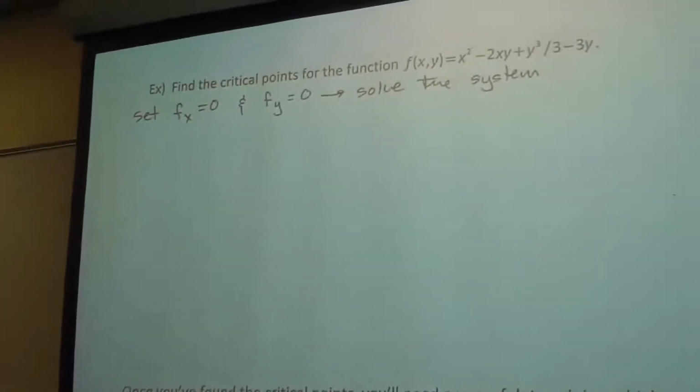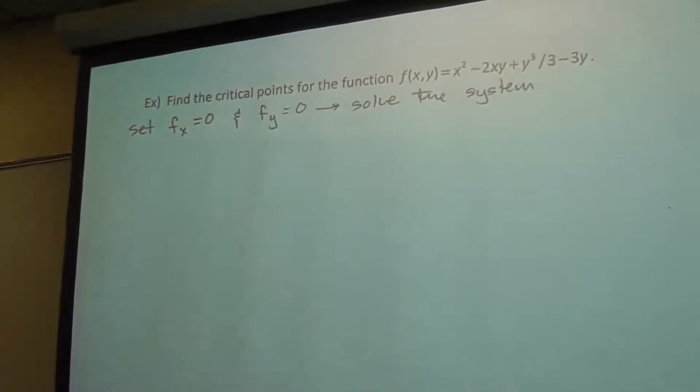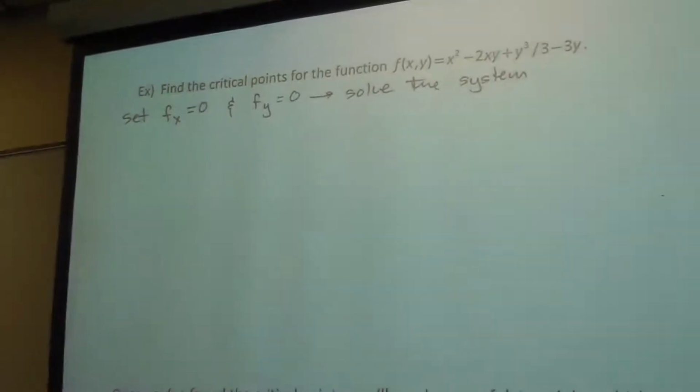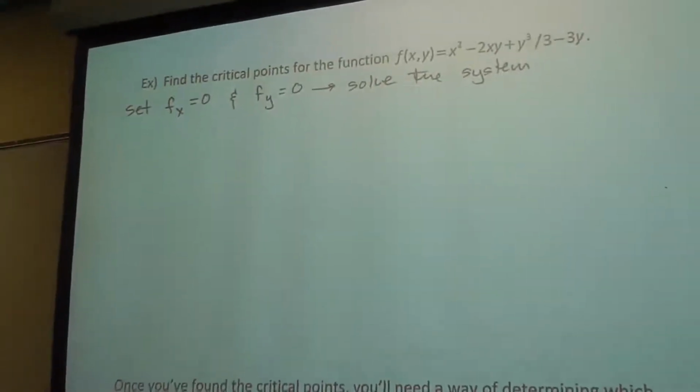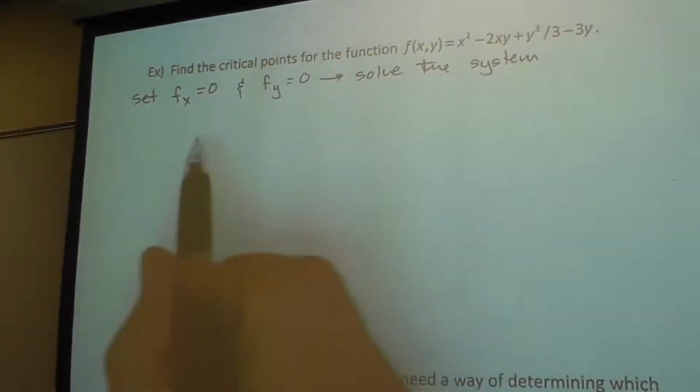The solution to the system should be a set of x, y coordinate pairs. So you're really going to find x, y coordinates that represent places in the domain of the surface where you could have a max, where you could have a min, or you could have one of those Pringle points, those saddle points. Okay? But they all start with the same kind of process.